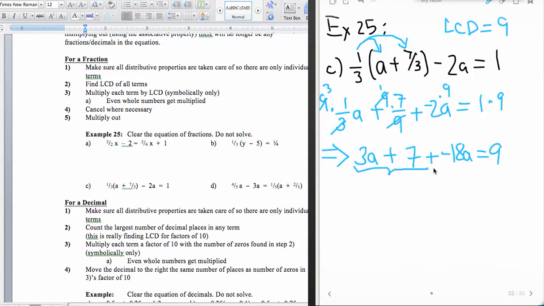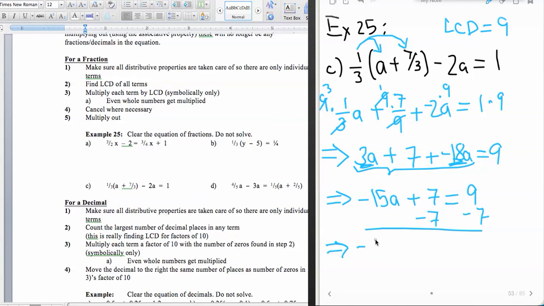Now on the left-hand side, we have an algebraic expression that needs to be simplified. So we're going to combine the like terms here and here. 3 plus a negative 18, which is a negative 15, and those are a's, plus a 7. And then we have that equaling 9. Finally, we need to get the 7 to be over here with this constant. So we'll add its opposite, a negative 7 added to both sides. And so now we have negative 15a is equal to 9 minus 7, which is 2.